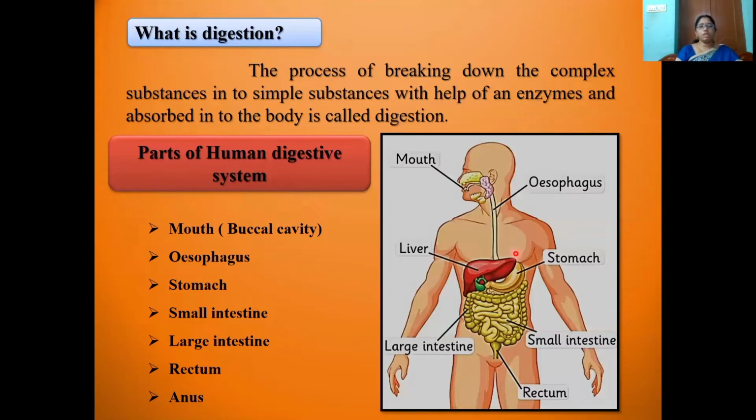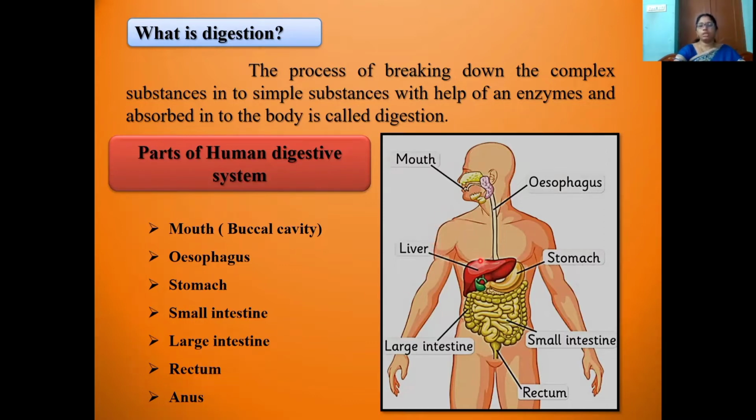Children, what is digestion? The process of breaking down complex substances into simple substances with the help of enzymes and absorbing them into the body is called digestion. Parts of the human digestive system: mouth, esophagus, stomach, small intestine, large intestine, rectum, anus.